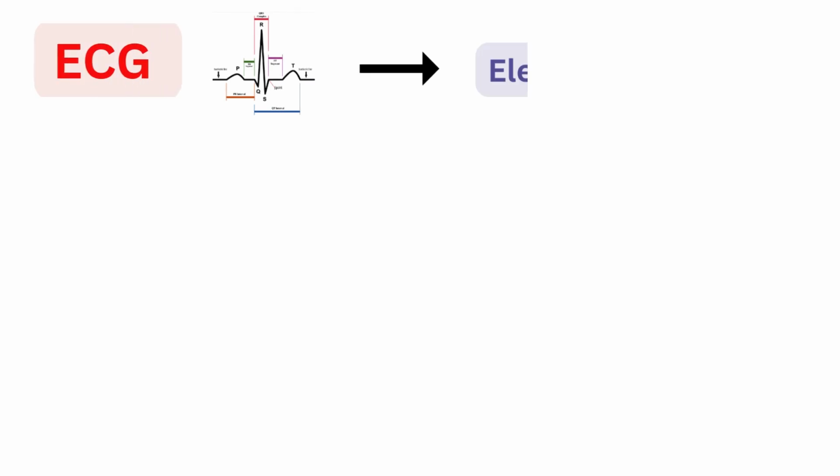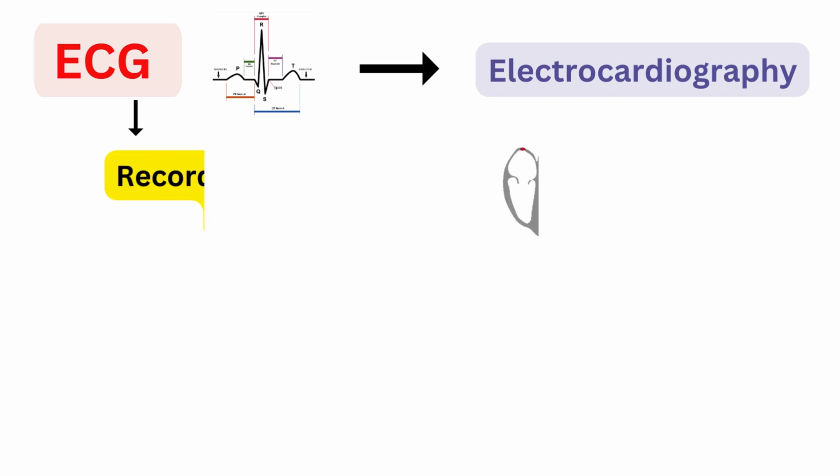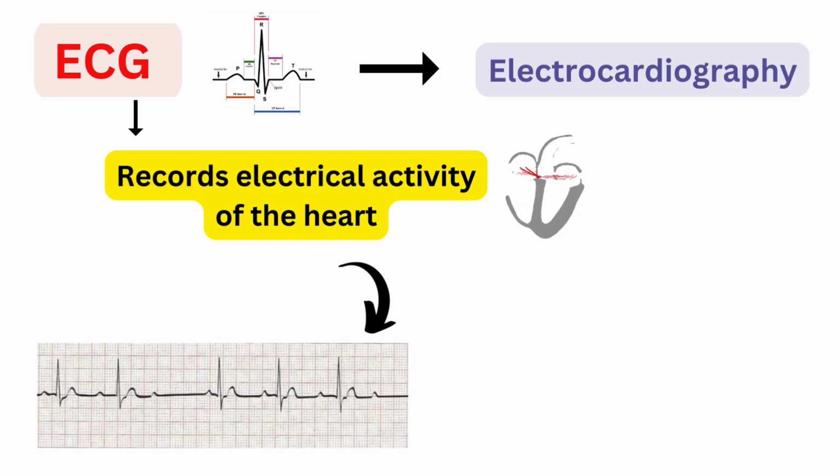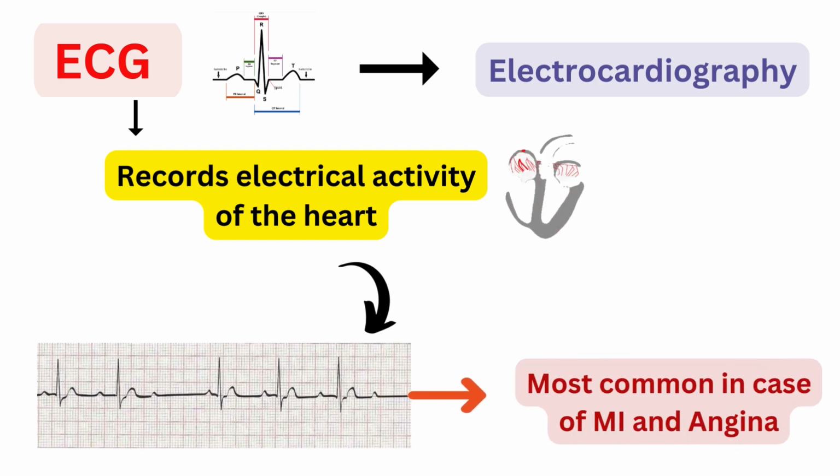ECG stands for electrocardiography. An electrocardiogram records electrical activity of the heart. It records electrical signal across multiple heartbeats and produces an ECG strip. It is the simplest and fastest test used to evaluate the heart's functioning. So, it is the most common test in case of MI and angina.